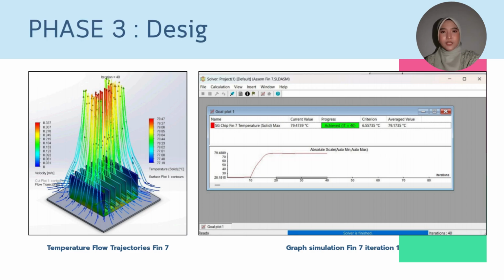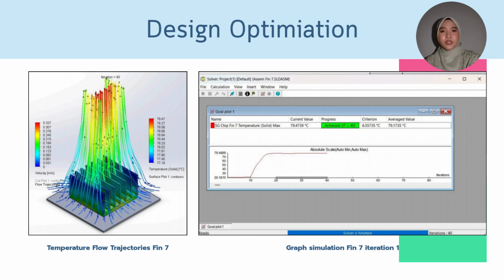Looking at the flow trajectories and simulation graph, the solution stabilized at approximately 79.47 Celsius after 40 iterations. While this is safely below our 85 Celsius limit, the temperature rise compared to our 10 watt base case indicates that reducing the fin count to 7, even with thicker fins, provides less effective cooling due to the overall reduction in surface area available for natural convection.